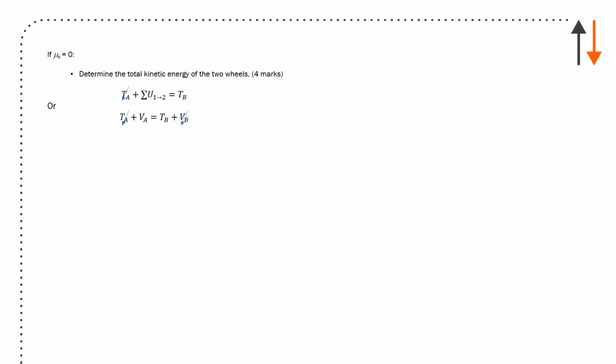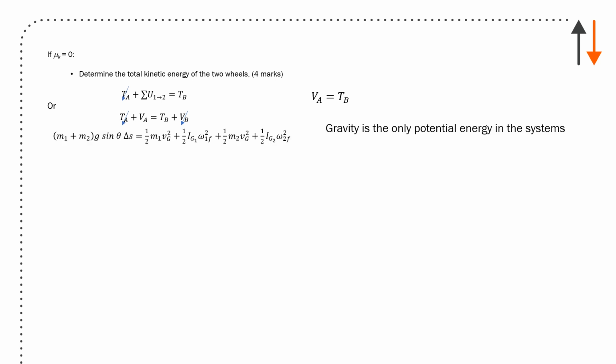At B, it's at the low point, and that's going to be my defined datum, and so VB is equal to 0. Gravity is the only potential energy. So VA equals TB, whether you write it as a work term or as a work energy, gravity. If I put in all the terms, at the top I have gravitational potential energy, which is this term right here.